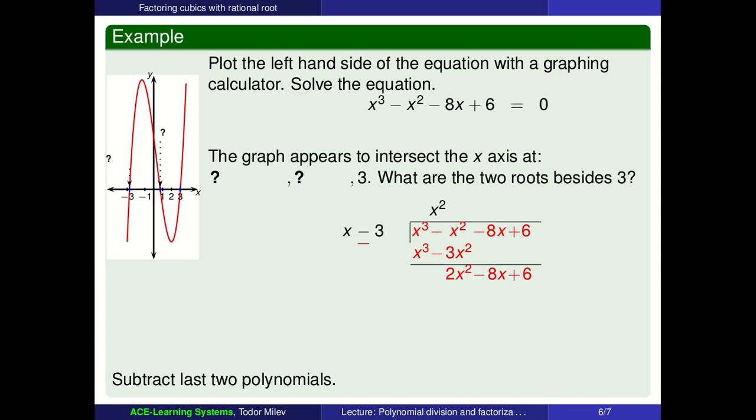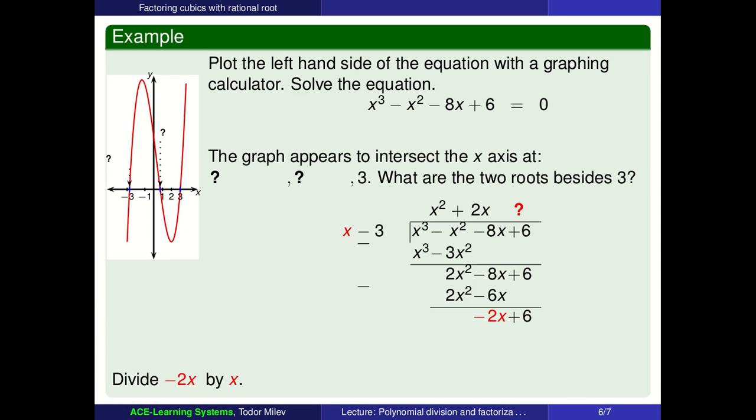Next, identify the leading term in the new intermediate dividend, so 2x squared. Divide 2x squared by x to get 2x. Next, 2x times x minus 3 equals 2x squared minus 6x. Next, subtract 2x squared minus 6x from the intermediate dividend 2x squared minus 8x plus 6 to get negative 8x minus 6x equals negative 2x plus 6. So, negative 2x plus 6.